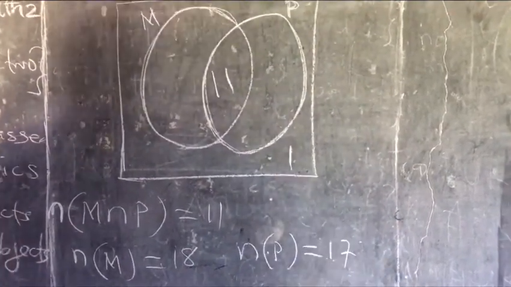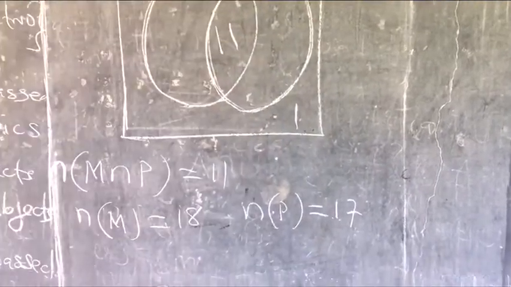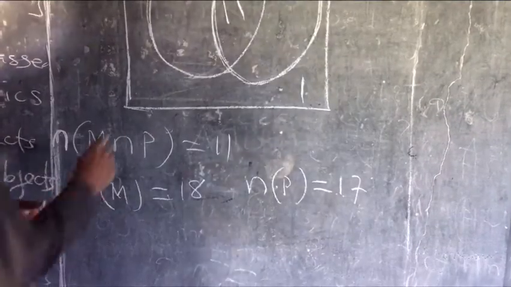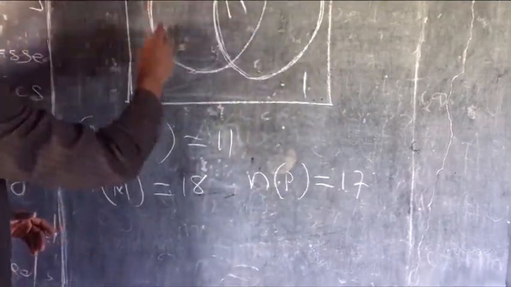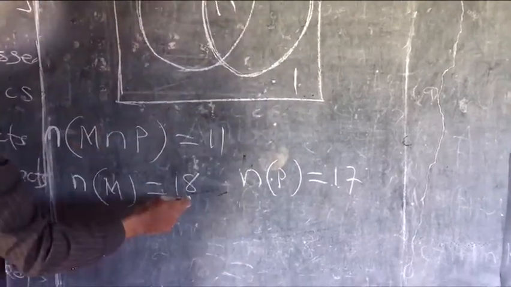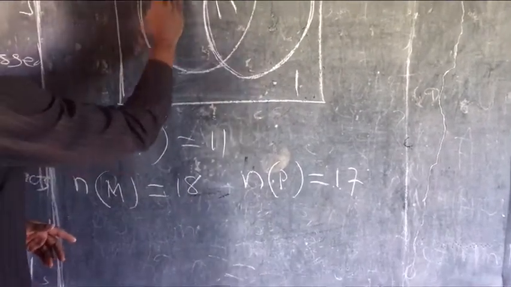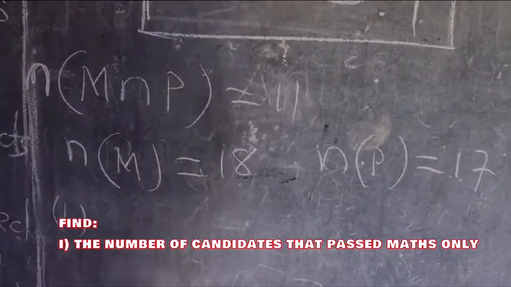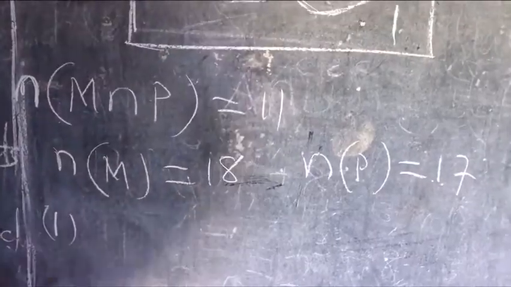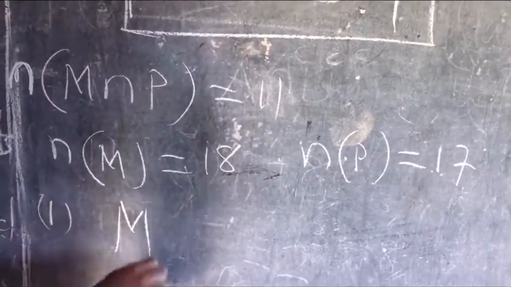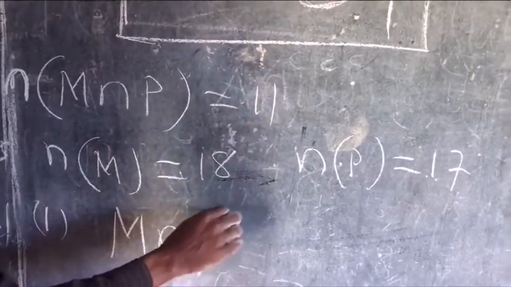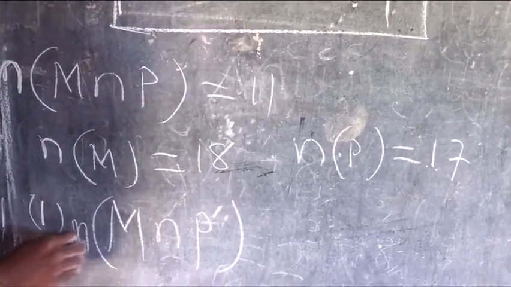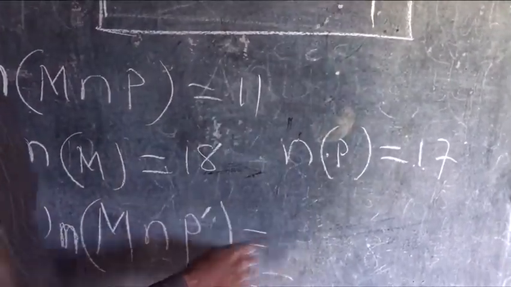Now, we wan find the first question wey dey say make we answer na to find the number of candidates that pass Maths only. So e dey tell us say everything wey dey here now, wey dey inside this set M na 18, but we wan find the number of people wey dey only here, only here. Now, our question 1 say make we look for candidate wey pass only Maths. That set na M intersect P prime like this. I dey look for the cardinality of that set.